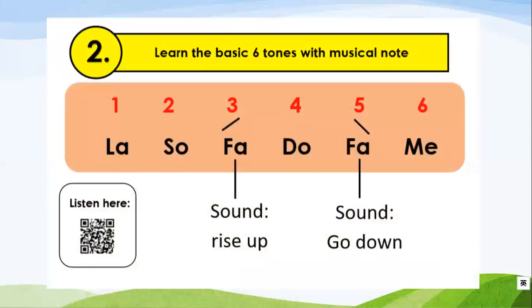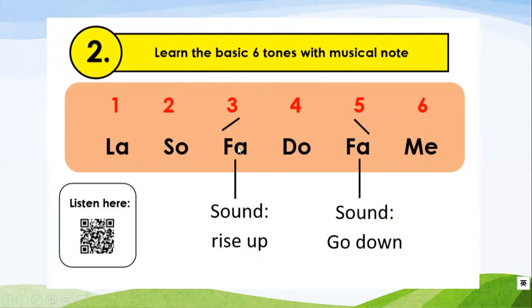But you may say, I don't know about the Cantonese numbers. Then you can try to learn and remember the basic 6 tones with the musical notes. If you're good in music, it should sound like la, so, fa, do, fa, mi.